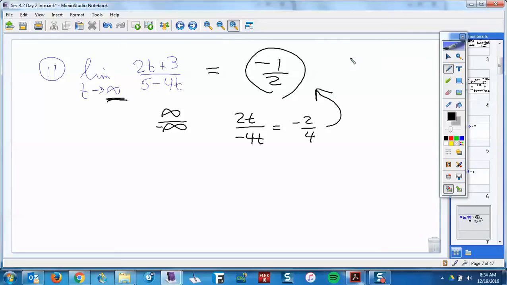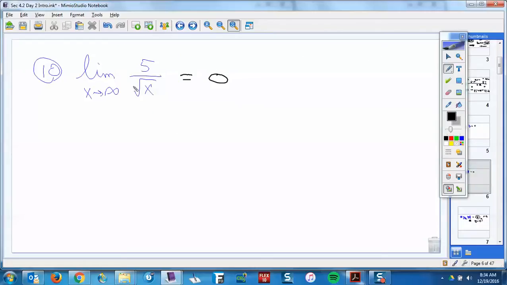What that means is that graph is approaching, so if we graph that, we go way out here to infinity, that graph is coming down towards -1/2, or maybe it's coming up from underneath and it's approaching the line y equals -1/2, right? So understand what this means. Same thing with this one.